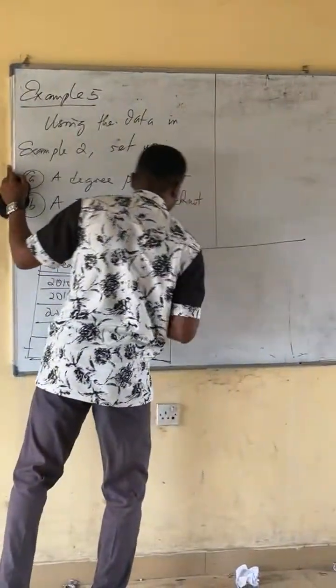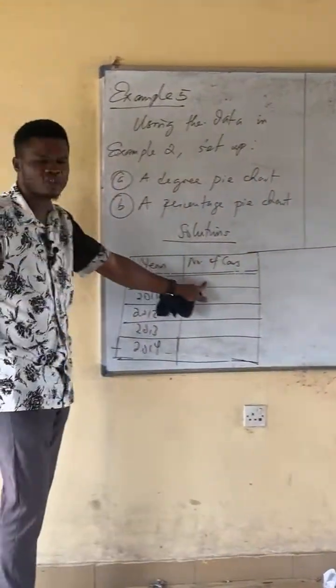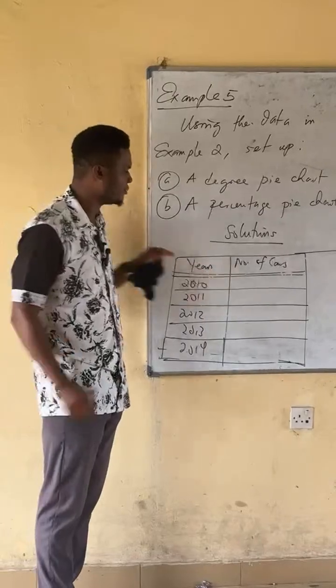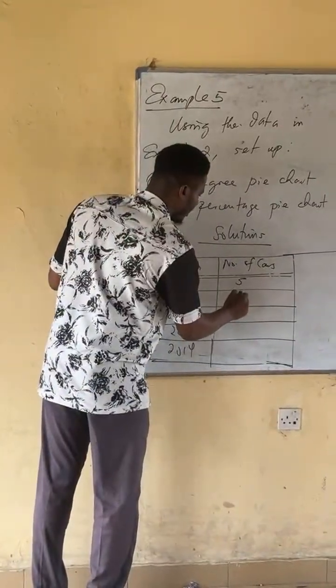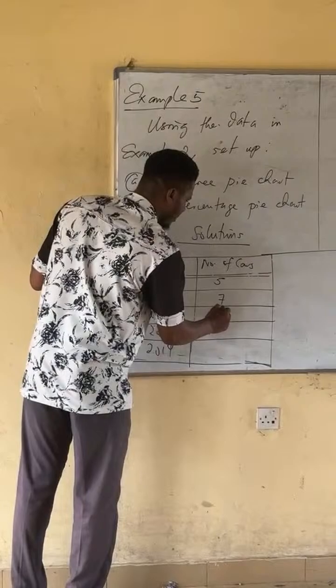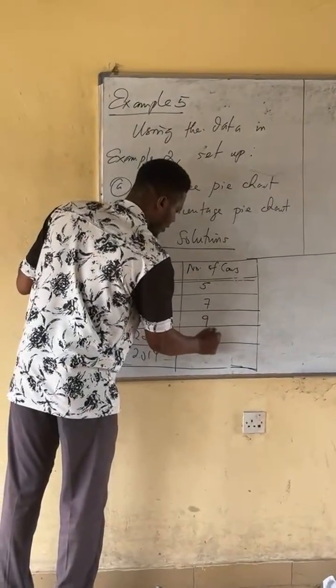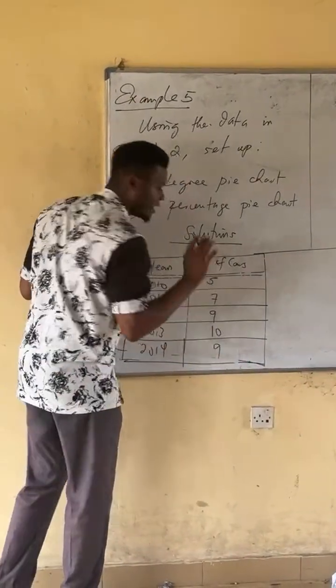So if they give me a problem on pie charts, what was this number? What was the number here? 5. The one here, 7. The one here, 9. The one here, 9. Okay, let's stop there for now.